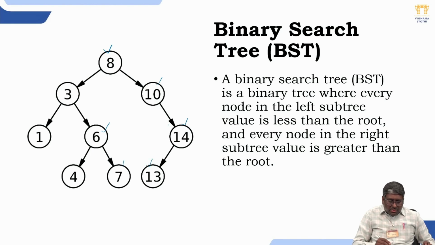So in the binary search tree, each node satisfies the binary search tree property, that is, the left child value is less than the parent node and the right child value is greater than the parent node. That type of tree is called a binary search tree.